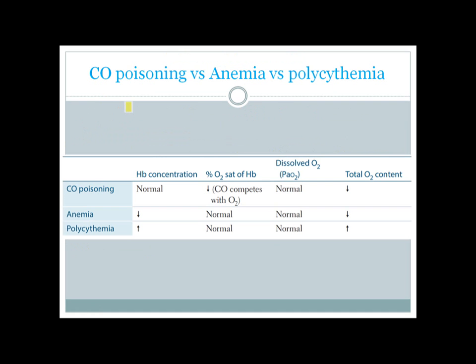So we can compare the differences between carbon monoxide poisoning, anemia and polycythemia affecting the hemoglobin concentration, oxygen saturation of hemoglobin and dissolved oxygen. In case of carbon monoxide poisoning, the hemoglobin concentration is normal. But carbon monoxide has a higher affinity for hemoglobin. It competes with oxygen for binding to hemoglobin, so it reduces the oxygen saturation of hemoglobin. But it doesn't have any effect on dissolved oxygen. So the dissolved oxygen and partial pressure of oxygen are normal, but as there is decreased hemoglobin bound oxygen, the total oxygen content of blood is reduced.